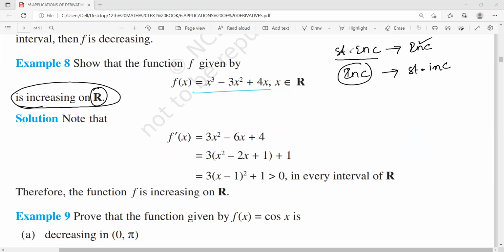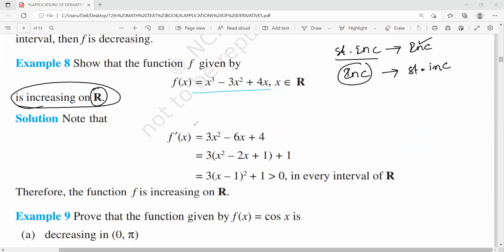Sometimes it says, show that it is increasing. So then no problem. Monotonic means sometimes increasing, sometimes constant, sometimes increasing. Increasing can mean strictly increasing or it can be just increasing. So you should not worry. Sometimes it asks only increasing, and the function is strictly increasing.